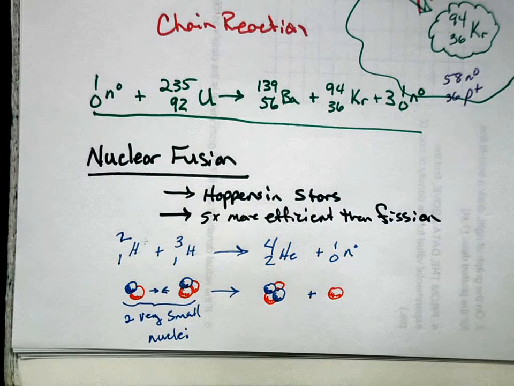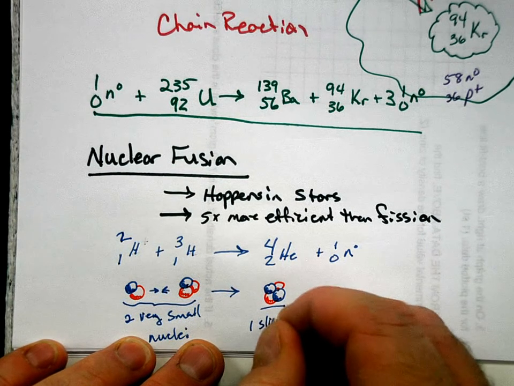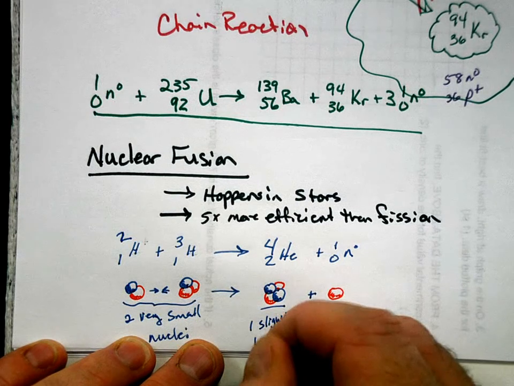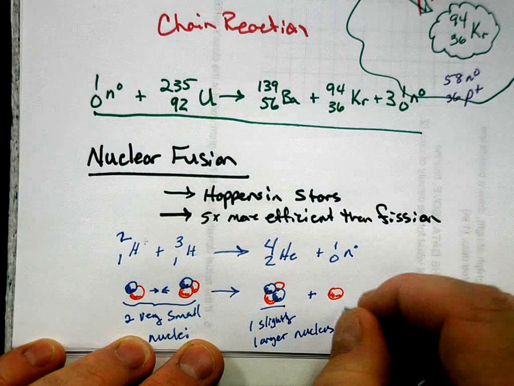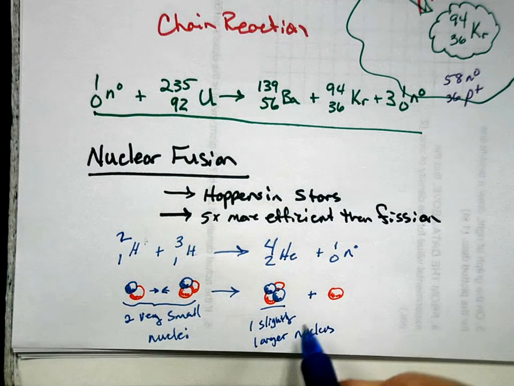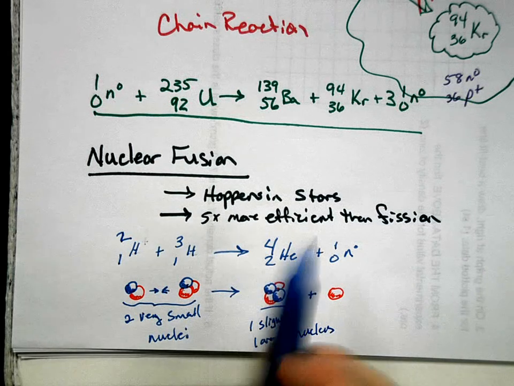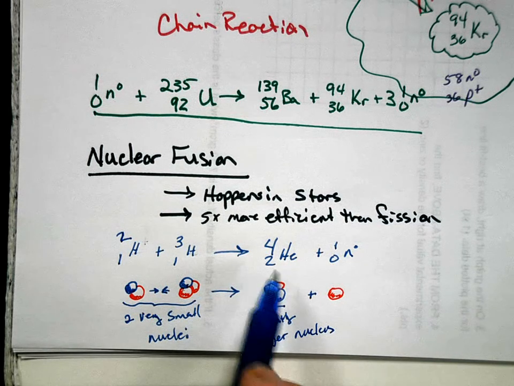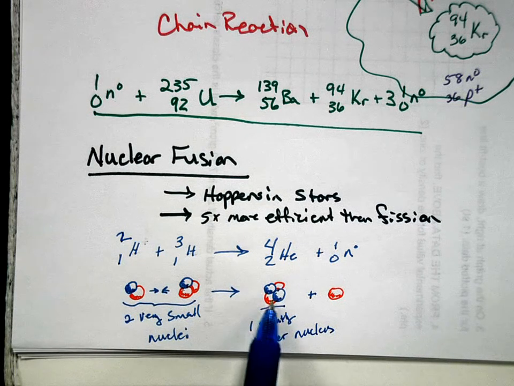You start with 2 very small nuclei, and you finish with 1 slightly larger nucleus. The reason I want you to distinguish this is because I don't want you to look at this and think, oh, it's an alpha decay because it's giving off an alpha particle, right? That's an alpha particle.